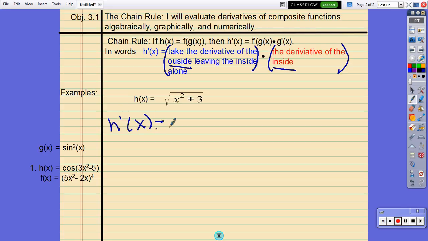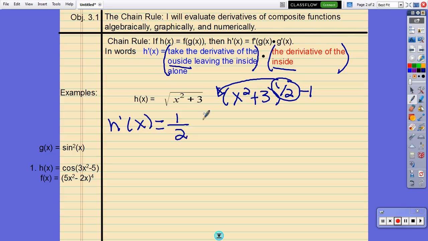The derivative of the outside. So this is the same as x squared plus 3 all raised to the 1/2 power. So if this were just x, we would do the power rule. We would drop the power and subtract 1. So that would give us 1/2, and up here it would be negative 1/2 because 1/2 minus 1 is negative 1/2. So that's the derivative of the outside, leaving the inside alone.